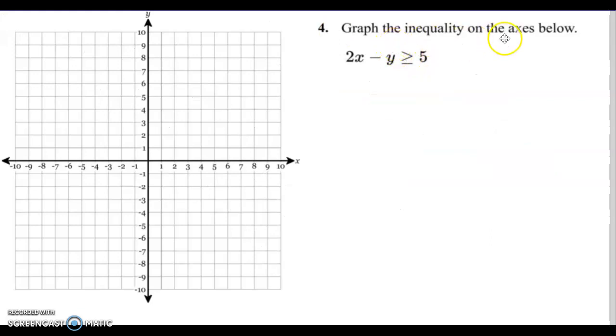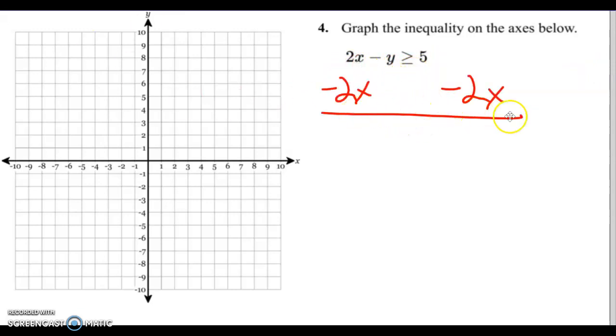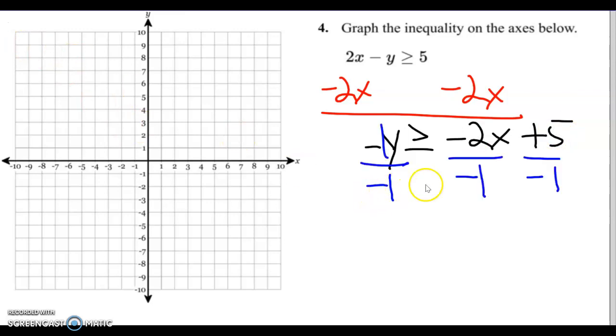Okay, you go graph the inequality on the axis below. Got 2x minus y greater than or equal to 5. Going to subtract 2x on both sides, trying to isolate this negative y. I'll put this negative 2x in front and put this positive 5 on the back. I'm going to divide by negative 1 all the way across.